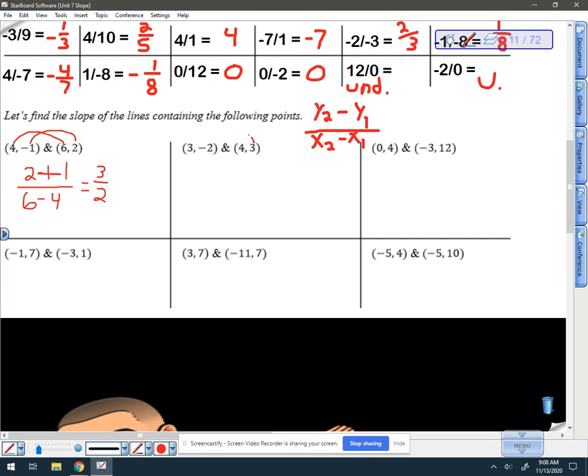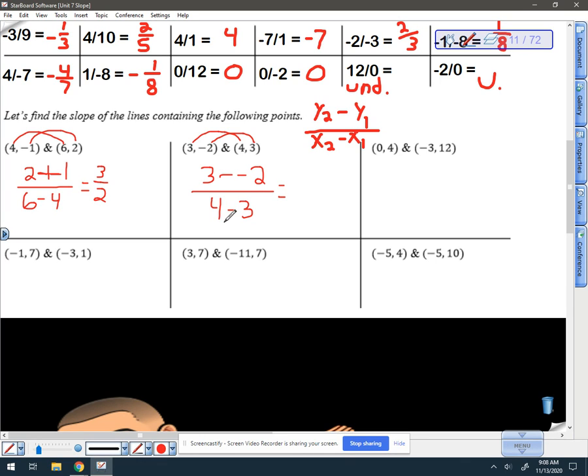Take our second y minus our first y. So we have 3 minus, and what's our first y? Negative 2, over, take our second x minus our first x, 4 minus 3. Now, a place where a lot of students make mistakes, they'll look at it and they'll get 3 minus negative 2, they'll get 4 minus 3, but they'll have it flip-flop and they'll have the x's on top and the y's on the bottom.